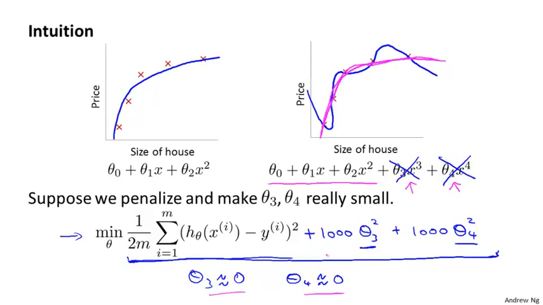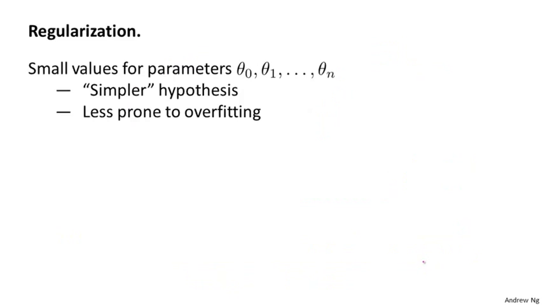In this particular example, we looked at the effect of penalizing two of the parameter values being large. More generally, here's the idea behind regularization. The idea is that having small values for the parameters will usually correspond to having a simpler hypothesis. So for our last example, we penalized just theta 3 and theta 4, and when both of these were close to 0, we wound up with a much simpler hypothesis that was essentially a quadratic function.